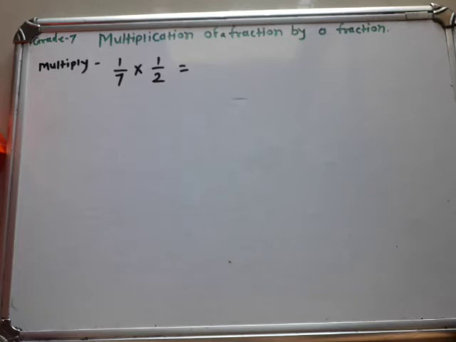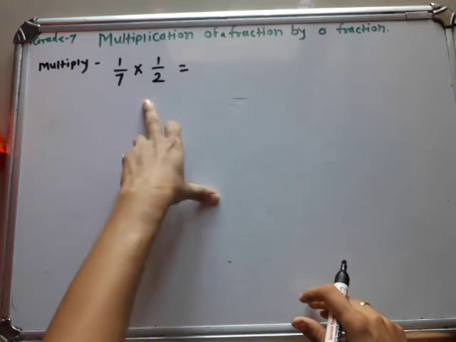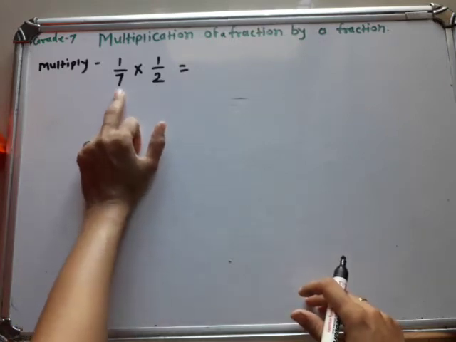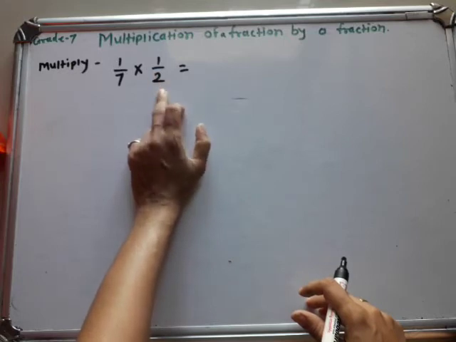In the last session, we saw the multiplication of a fraction by a whole number. Okay. So today we see the multiplication of a fraction by another fraction. Okay. So here we multiply the fractions: this is 1 upon 7 multiplied by another fraction, 1 by 2.